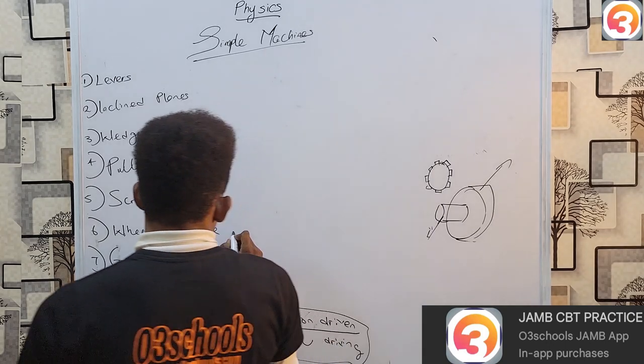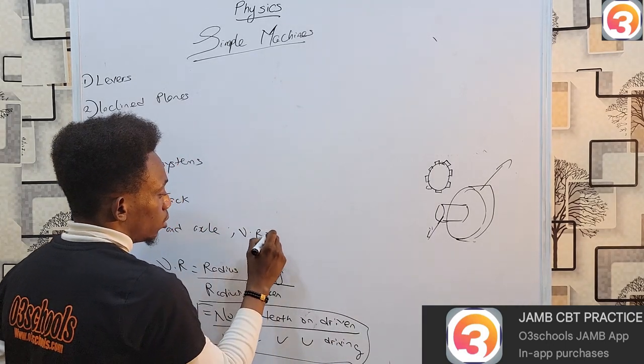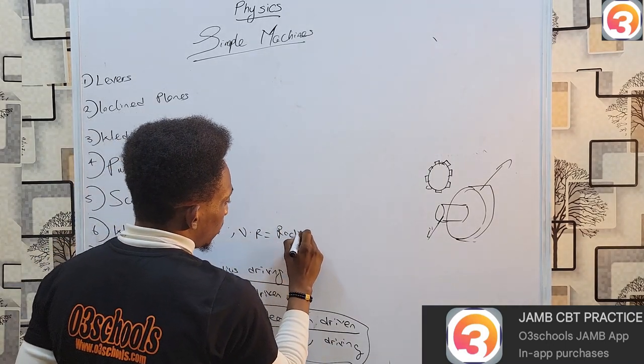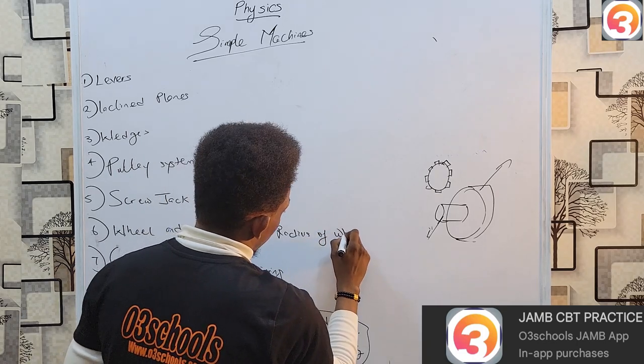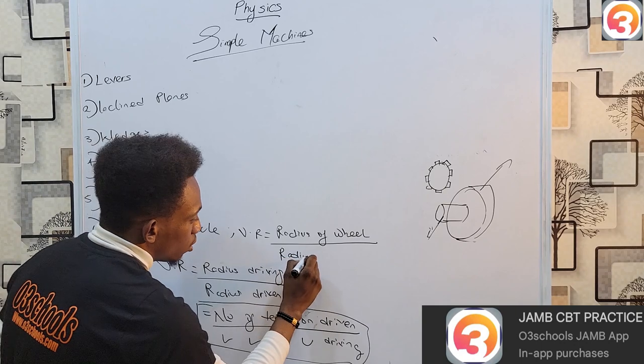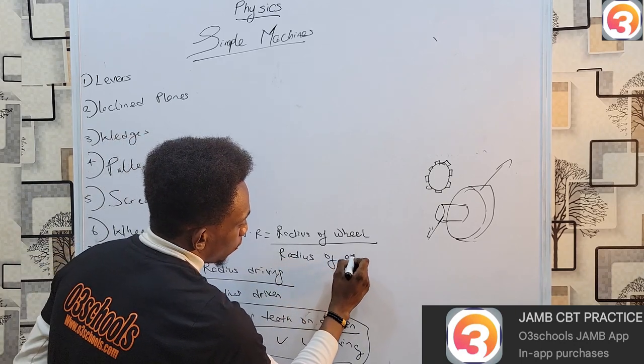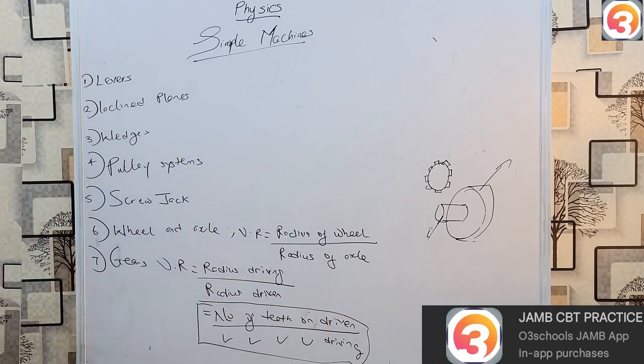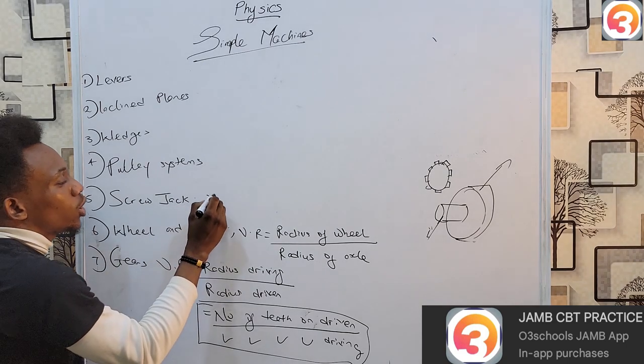Now for a wheel and axle, your VR is the radius or diameter of the wheel over the radius or diameter of the axle. Straightforward. Next up, we have the screw jack.